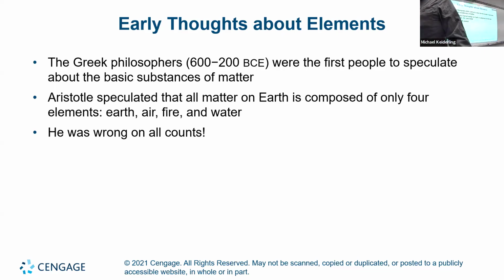So, some early thoughts on the idea of elements. The Greek philosophers from around 600 to 200 BCE were among the first people to speculate about the basic substances of matter. There were several different ideas about this. The most influential of the Greek philosophers for science was Aristotle, and he speculated that all matter on Earth is composed of only 4 elements: earth, air, fire, and water. He was wrong on all counts.